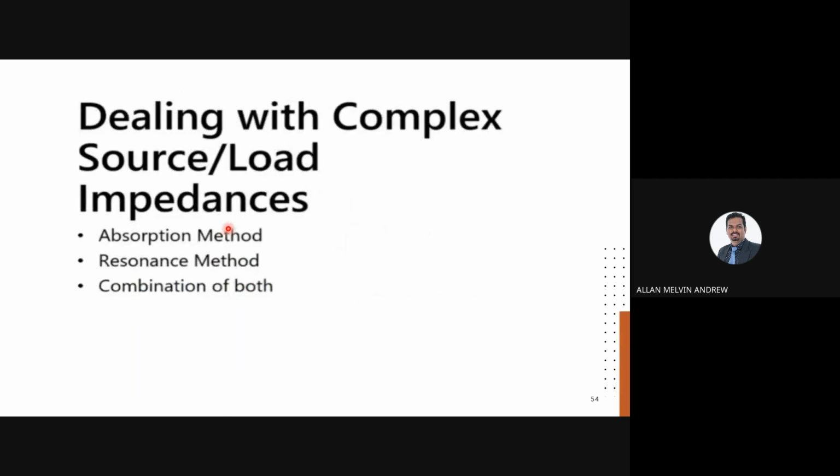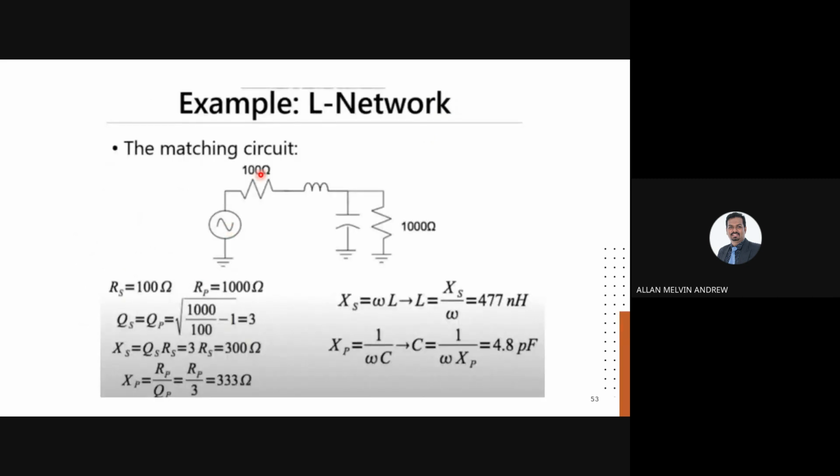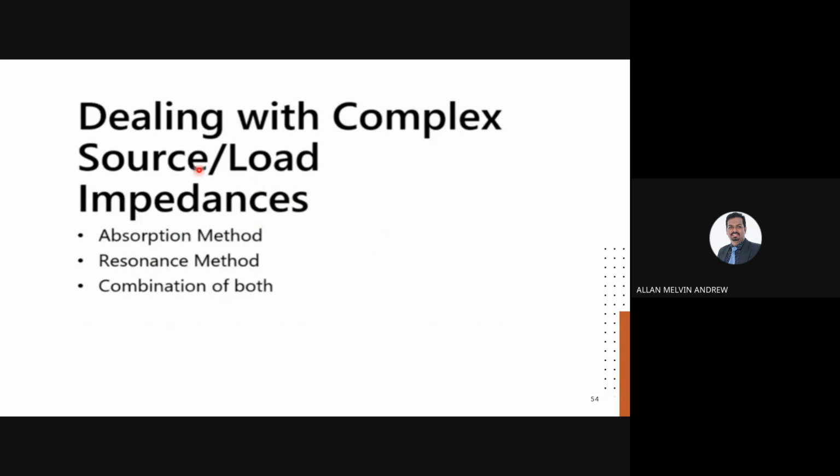Okay, so dealing with complex source and load impedance. Earlier we have seen it is a bit direct because the values are not so big and there are not many components in between. So we consider this a very simplified circuit. But what if we deal with complex source and also load impedance? We have different kinds of methods that we can employ: the absorption method, the resonance method, or we can combine both. So we can have all these three arrangements.